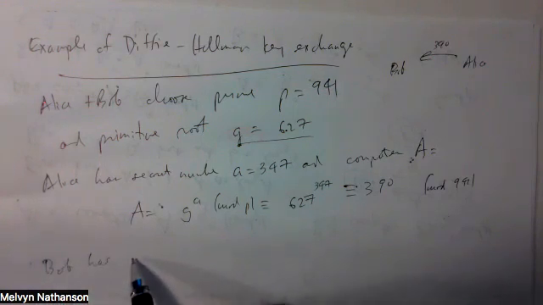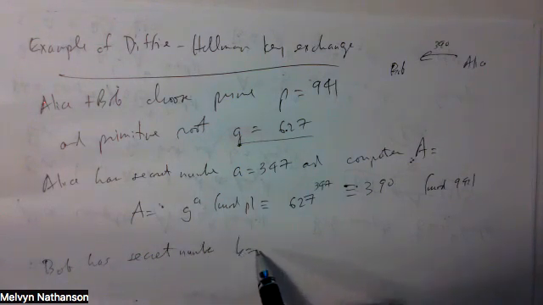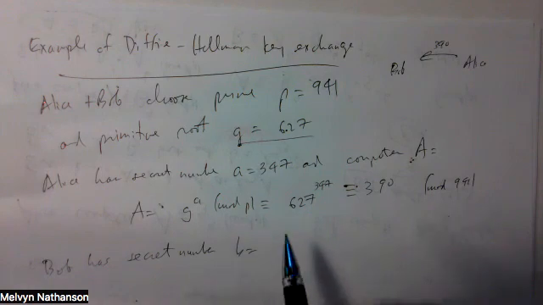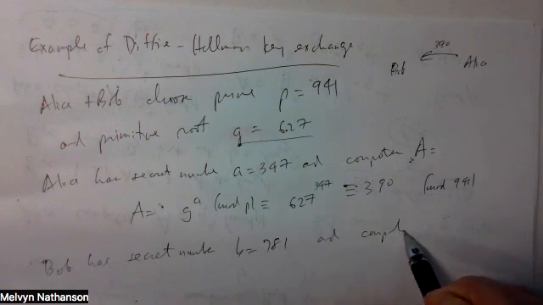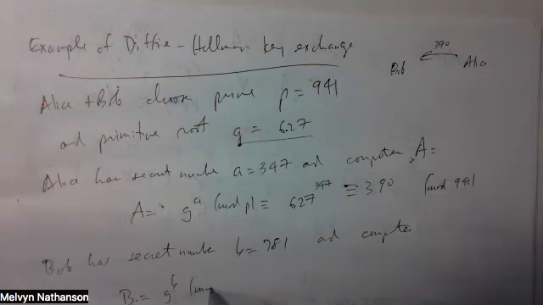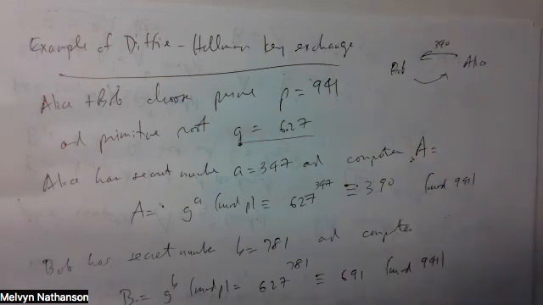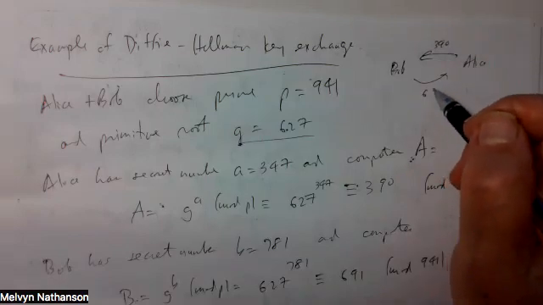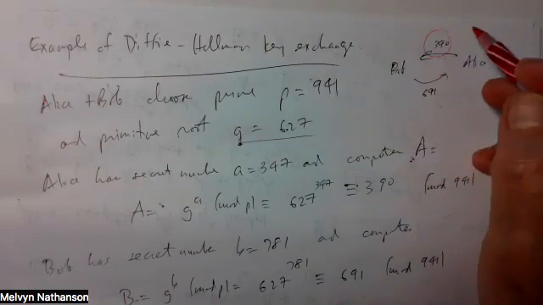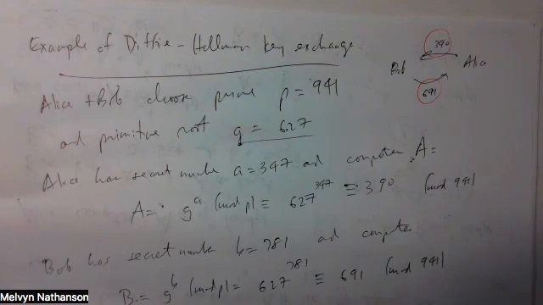So Bob picks his secret number, b, equal to 781. And he computes his number capital B, which is G to the b mod P, which is 627 to the power 781, which turns out to be 691 mod 941. And Bob sends to Alice the number 691. So Eve sees both of these numbers, 390 and 691. But what's she going to do? Because what is the key going to be?